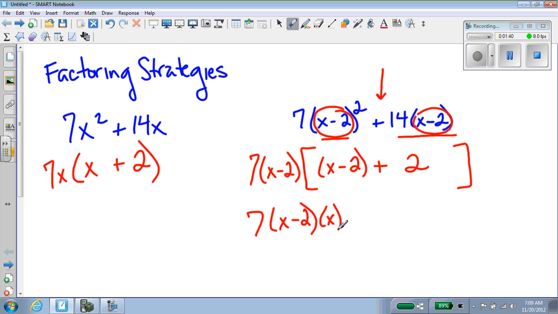Okay, so if you want to be really algebraic about it, you might write it as 7x, x minus 2. That saves me from FOILing this thing out, distributing the 7, distributing the 14, collecting like terms, and then factoring only to find that it is 7x times x minus 2.